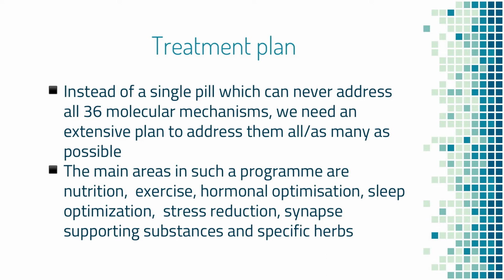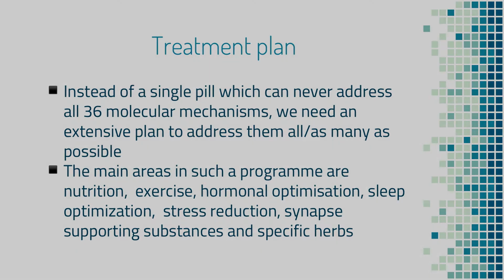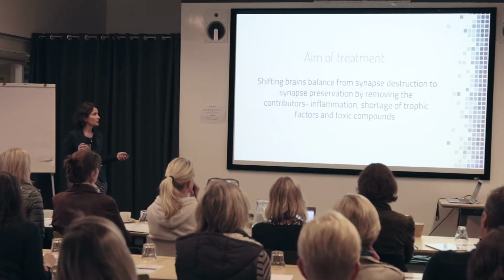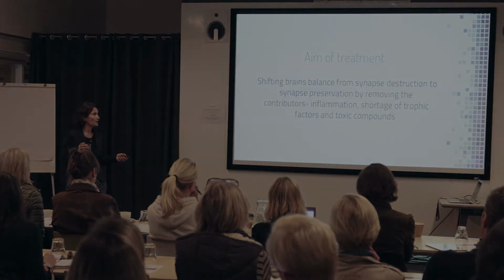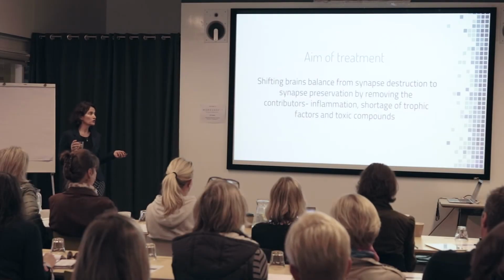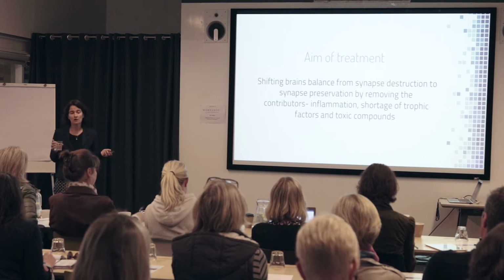The main areas, as Yael showed us in that lovely slide, are nutrition, exercise, hormonal optimization, sleep optimization, stress reduction, synapse-supporting substances, and specific herbs. The aim of the treatment obviously is to shift the balance from synapse destruction to synapse preservation, and to remove all the contributing factors. The three main metabolic processes we look at are inflammation, shortage of trophic factors, and toxic compounds.